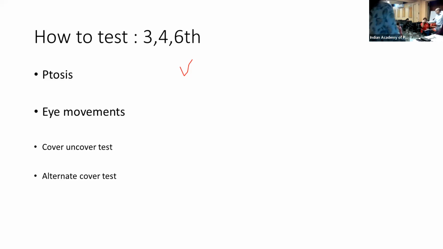If I don't have a phoria or a tropia, there'll be no movement at all. But if I'm doing cover uncover, every time during focus, both my eyes will be moving depending on which side is the problem. So you'll know whether this phoria or tropia is monocular or binocular. You will know how much the eye is moving, so the magnitude of the phoria. And the principle behind this is to break the fusion of the two axes.